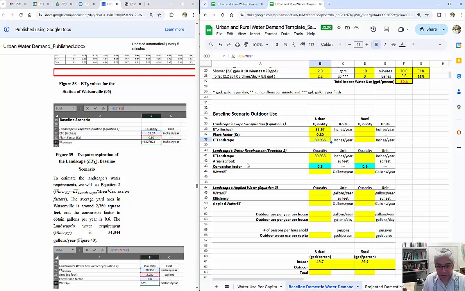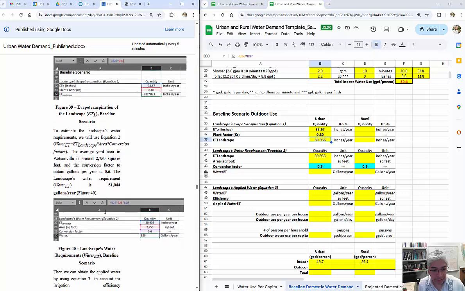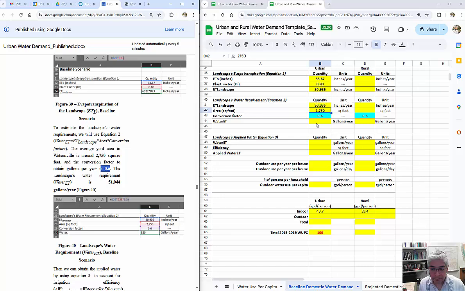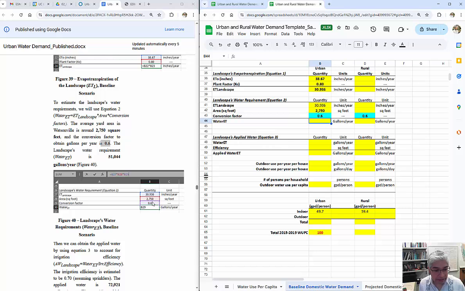Now, in order to estimate the square footage, we are considering about 2,750 square feet. The conversion factor to obtain gallons is 0.6. So in this case, the ET is multiplying these three. So the ET of the landscape times the area times the conversion factor. So it will be this times this times this. There you go.